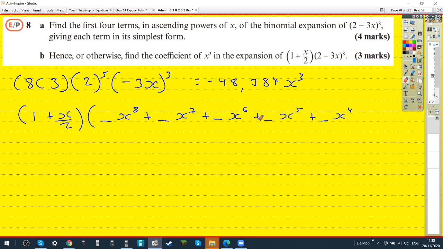Why don't you just do it like that? The x to the 3 one we just got. So when we expand these brackets out, because we have to expand it by the first bracket, what will give us x cubed?